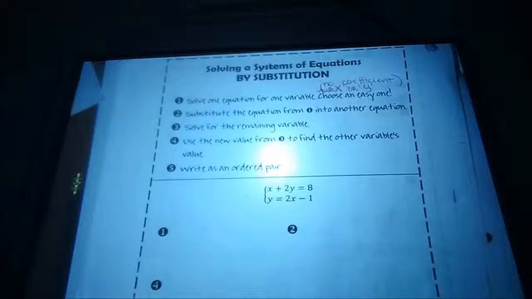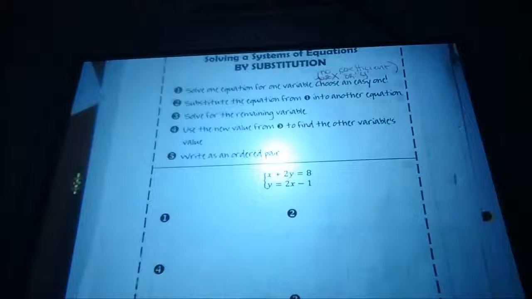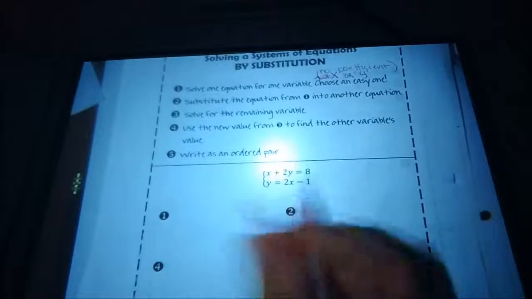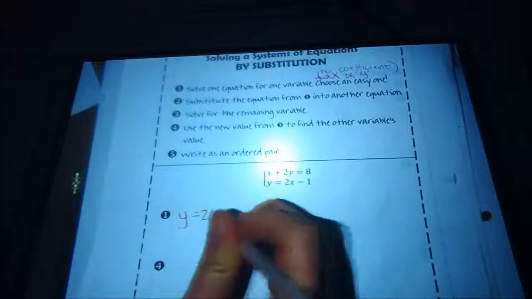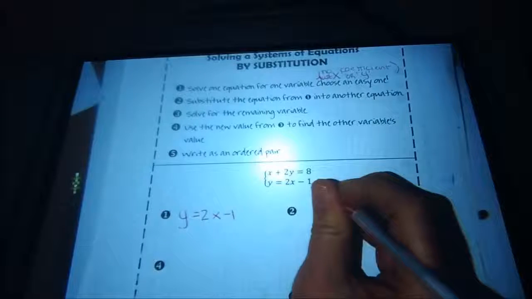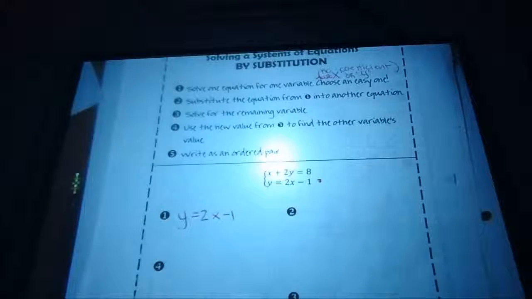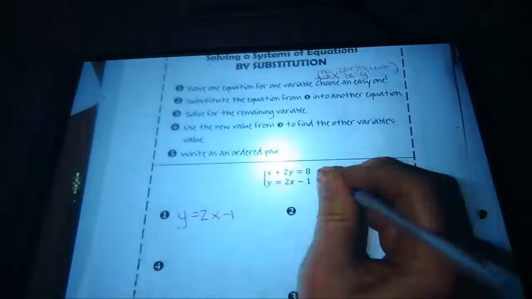So on this particular example, which equation would you go with? Yeah, y equals 2x minus 1 is already set up for us, right? So in one color, on step 1, write that equation. When I use this equation, I'm going to use the color red, personally, and on the top equation, I'll write that in blue.